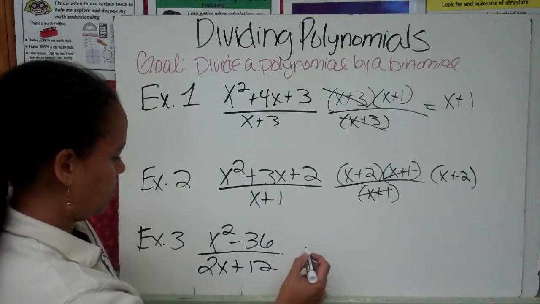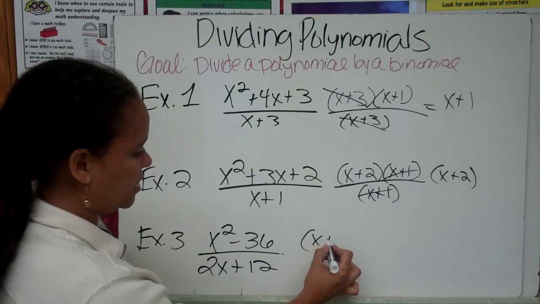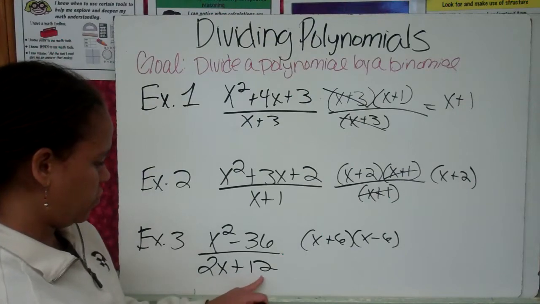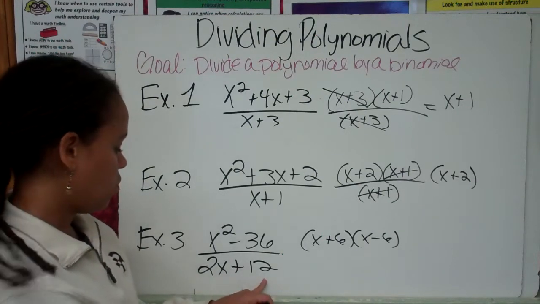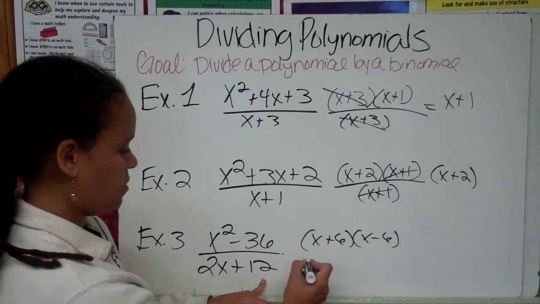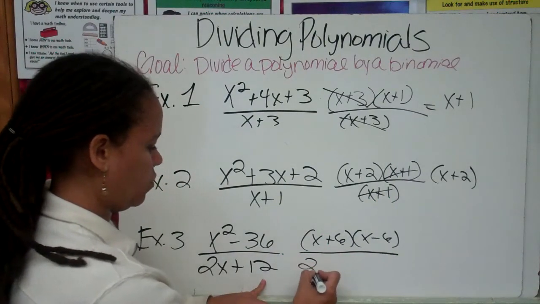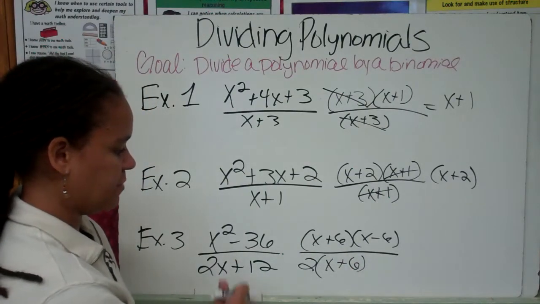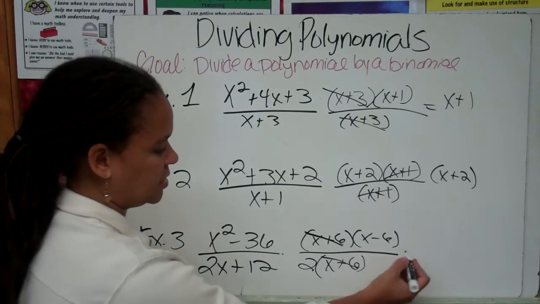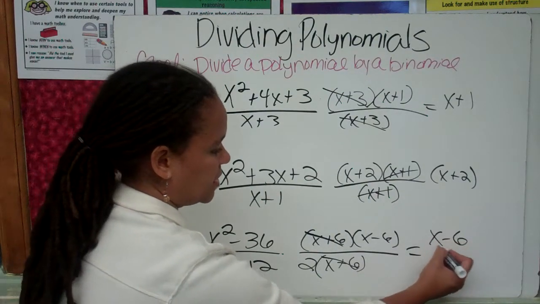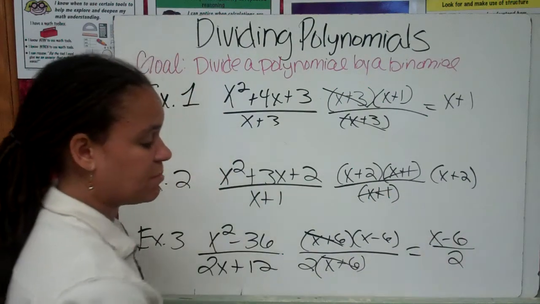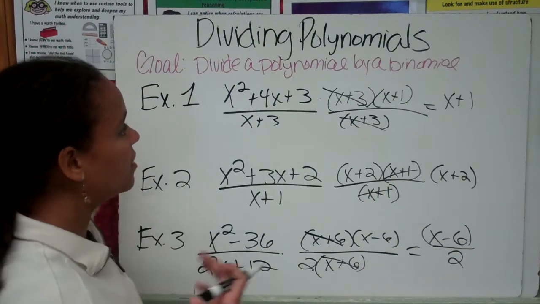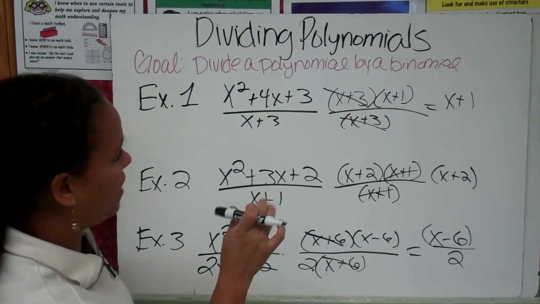Let's look at this one. x plus 6, x minus 6, and 2x plus 12. Well, we can take a GCF out of this. We'd be left with 2 times x plus 6, if I divide 2 out of each of these terms. And now I can cancel the x plus 6. So my answer is x minus 6 over 2. Don't simplify those because remember, this is together. It's a binomial. Alright, that's a quick review of how to divide when you can factor them.